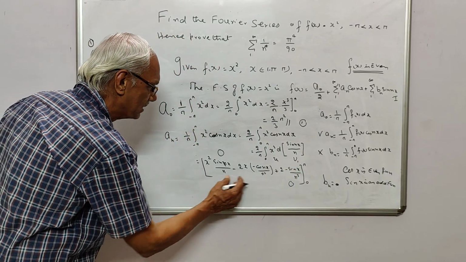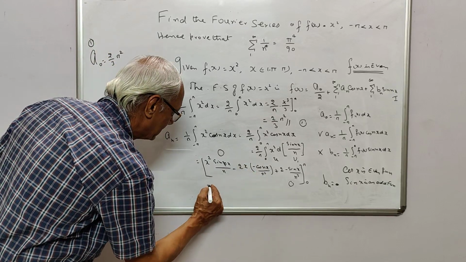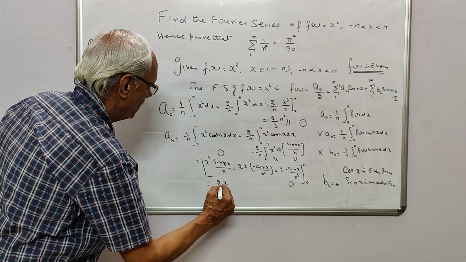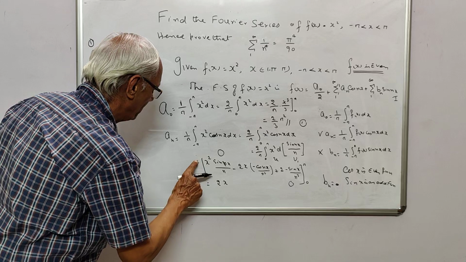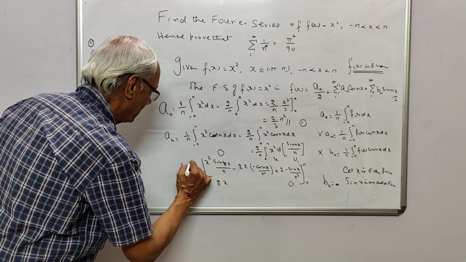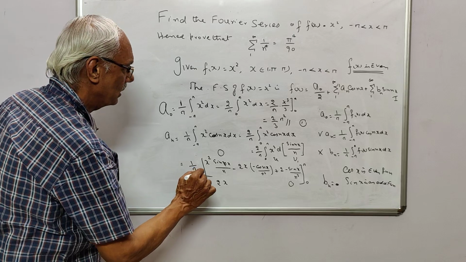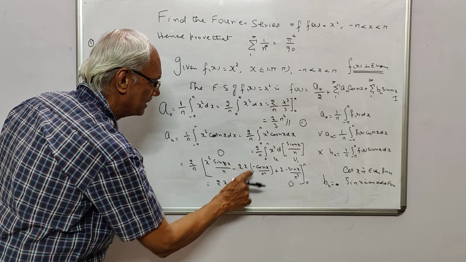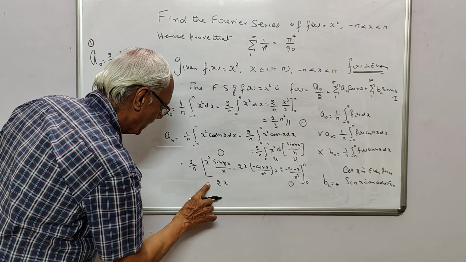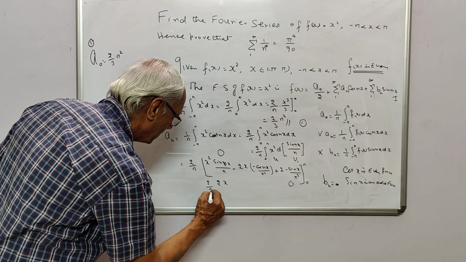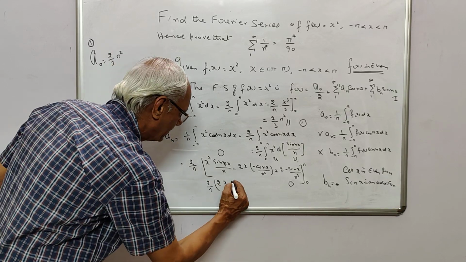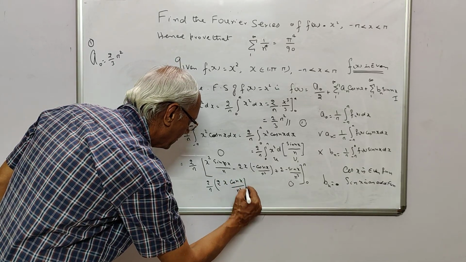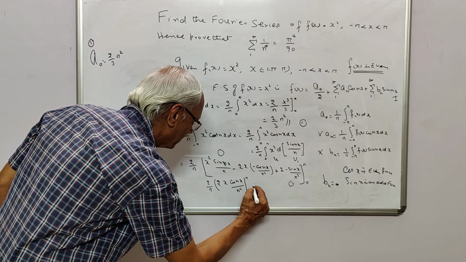So you are left only with this one. Take this minus sign inside. See, this 2 by pi is outside. So you write this as 2 by pi within brackets 2x cos nx whole divided by n square, from 0 to pi.